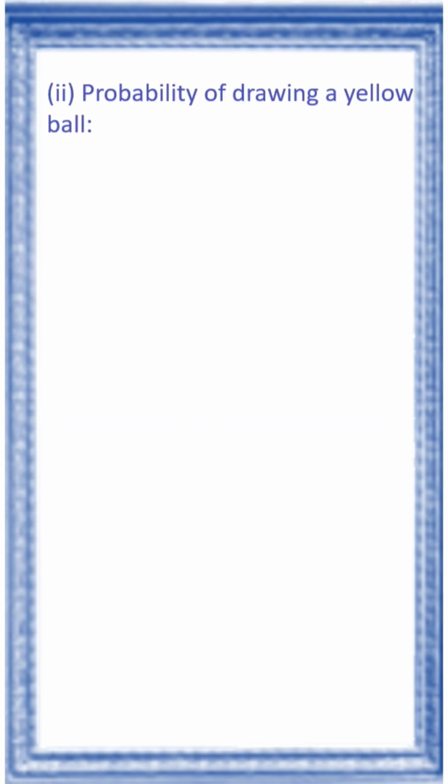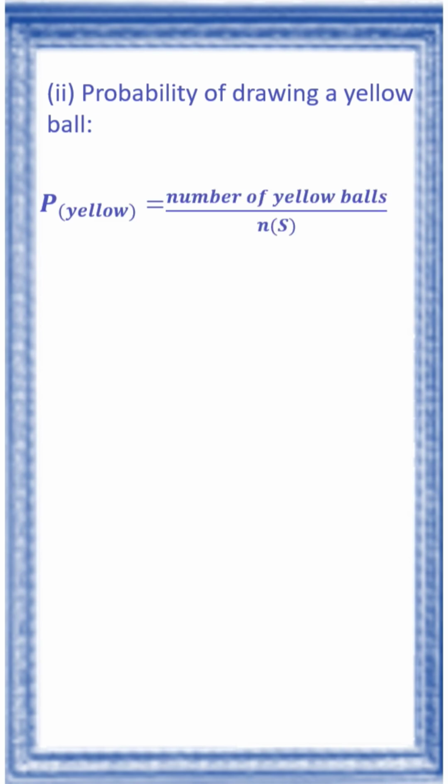The second question. Probability of drawing a yellow ball. P of yellow, number of yellow balls upon number of S. Number of yellow balls is 7. 7 by 18. That is the answer.